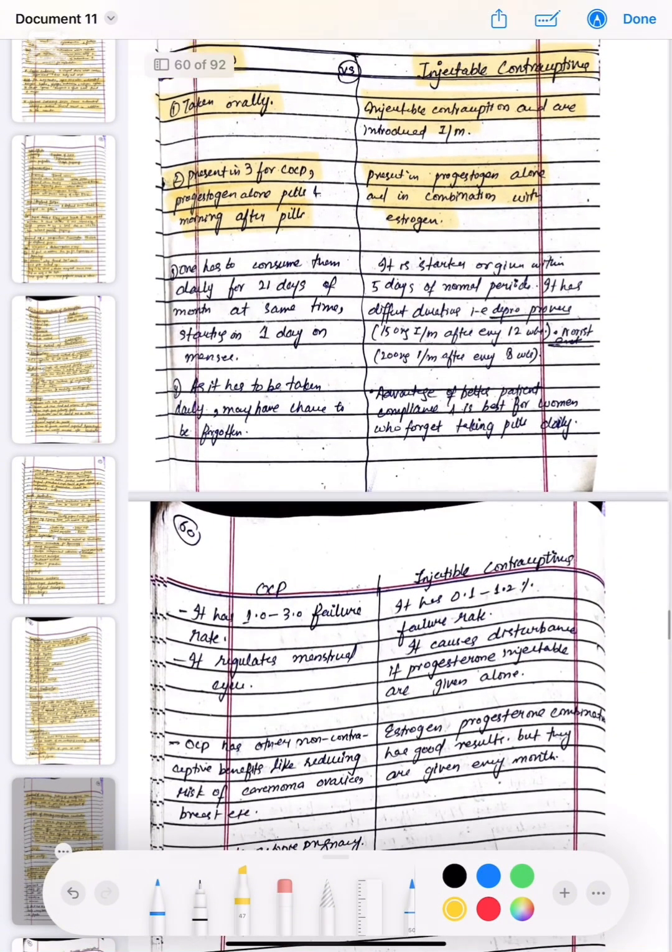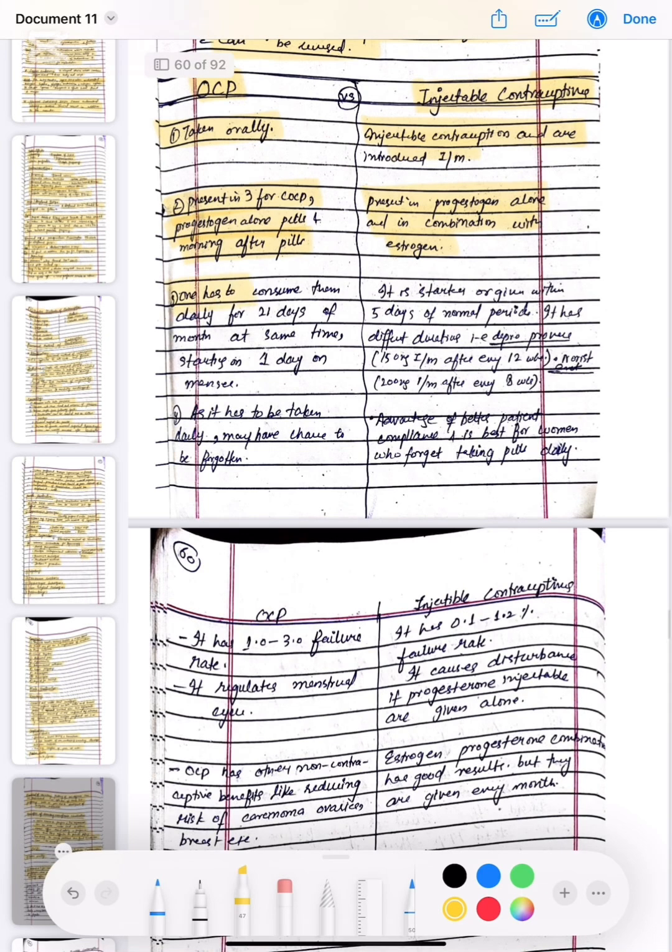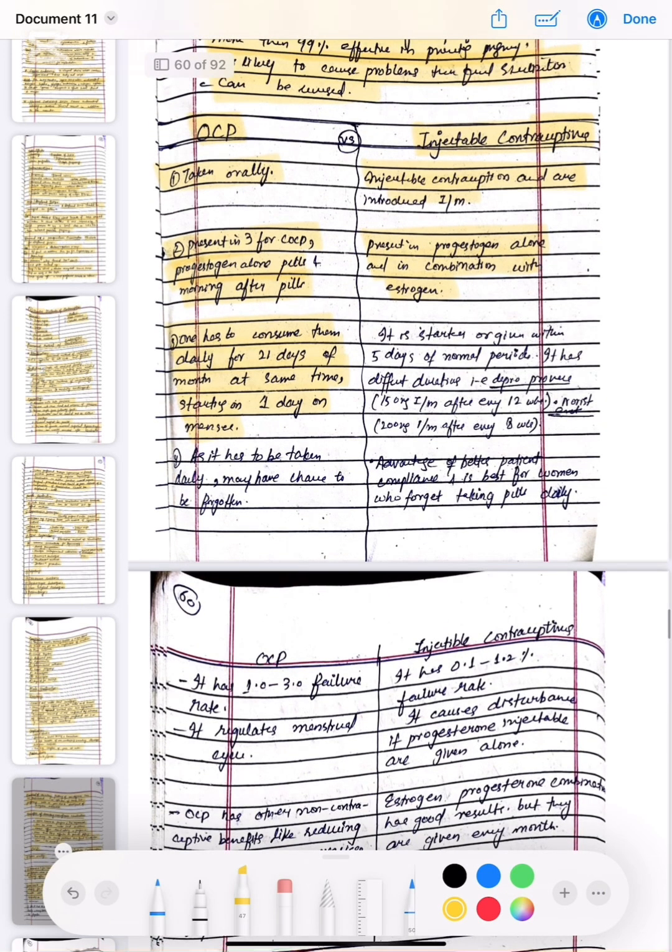The oral contraceptive pills have to be consumed daily for 21 days of the month at the same time, starting on the first day of the menses, and the injectables are started within 5 days of normal periods. They have different durations: Depo-Provera is 150 mg intramuscularly every 12 weeks, and norethisterone enanthate is 200 mg intramuscularly every 8 weeks.